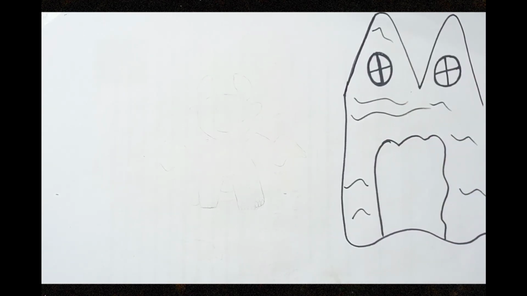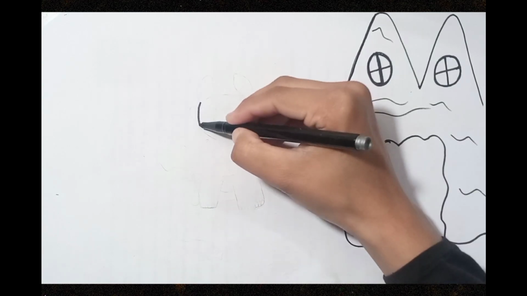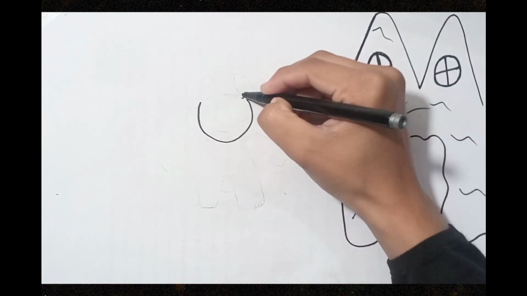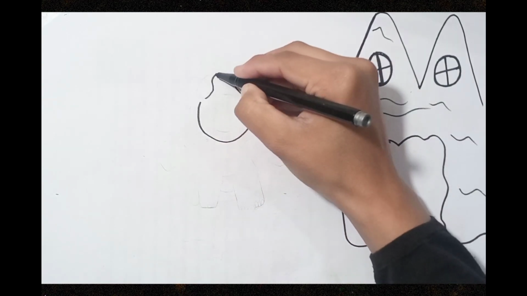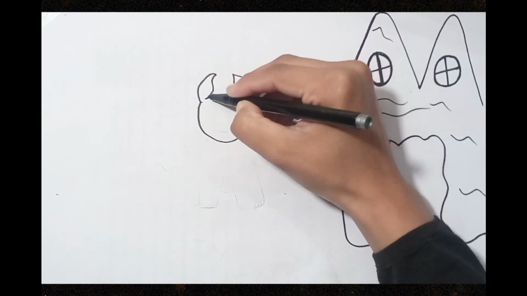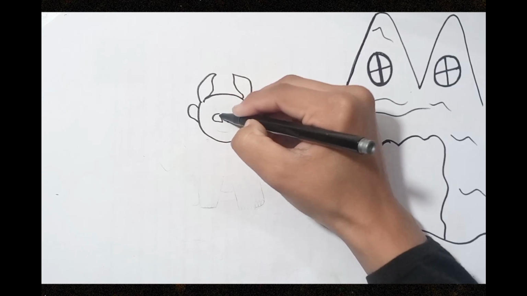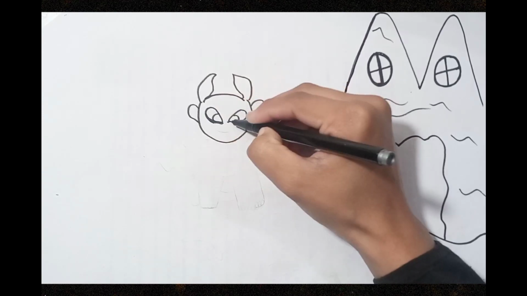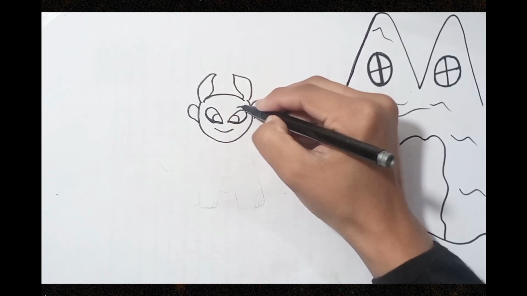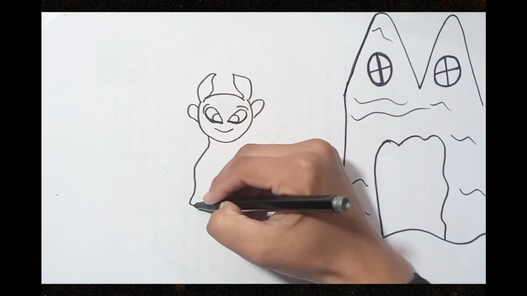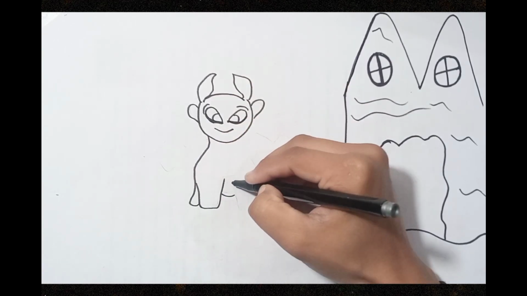Now, what am I drawing kids? Now drawing a beautiful sketch of a dragon. See kids, what is this? What is the name of this dragon? I am very beautifully drawing a sketch of a dragon. Now kids, draw with me.